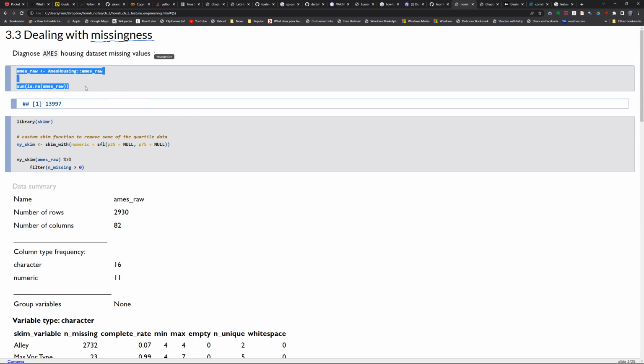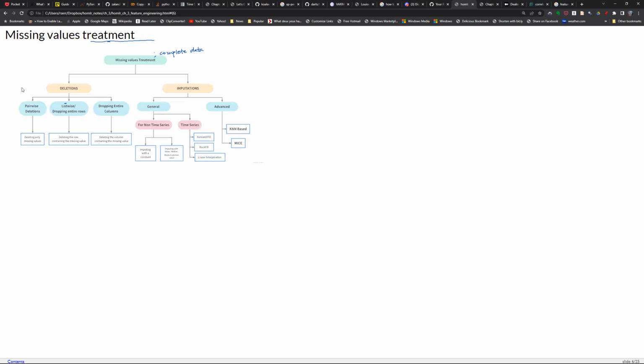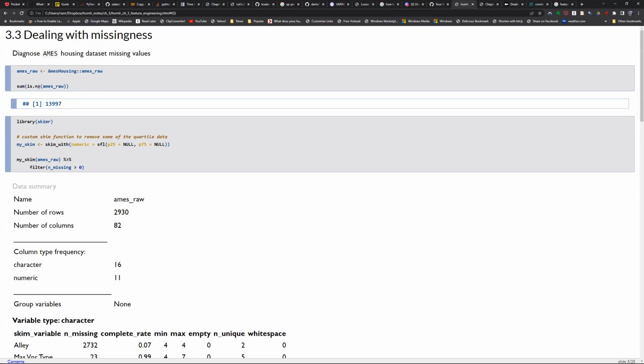So let's take, for example, again, the Ames housing. And this time we're going to use the raw data set, which contains, of course, missing values. One quick insight that you can get is to see if your whole data set has any missing values anywhere. With this command, is.na, which gives you a Boolean, true if it's a missing value and false if not, you can then do a sum, because true is going to translate to 1 and false to 0.